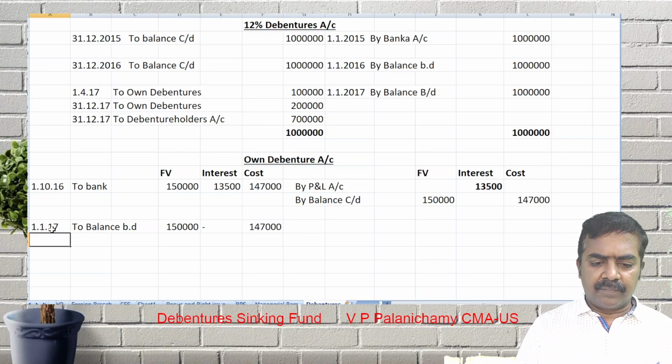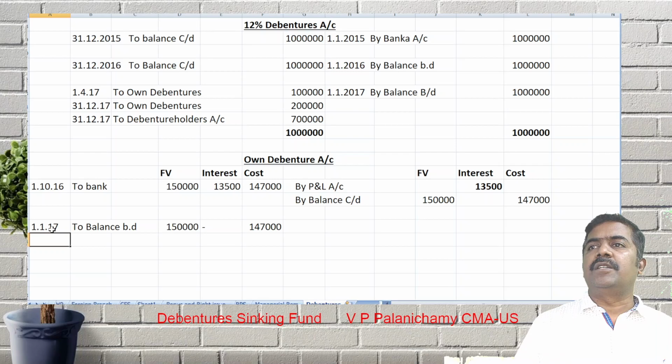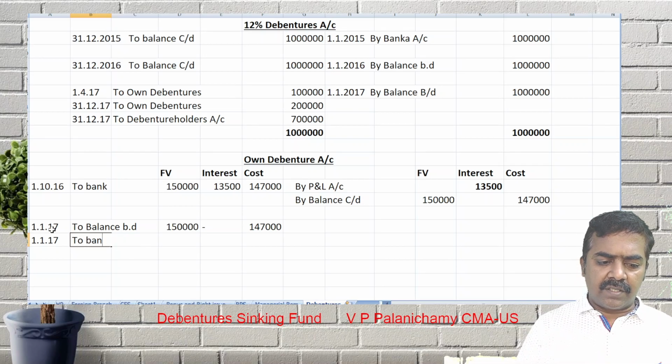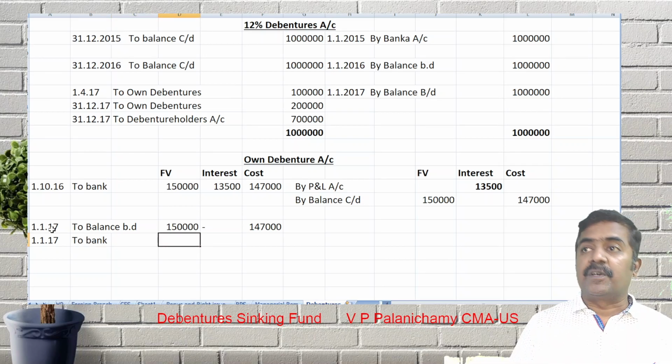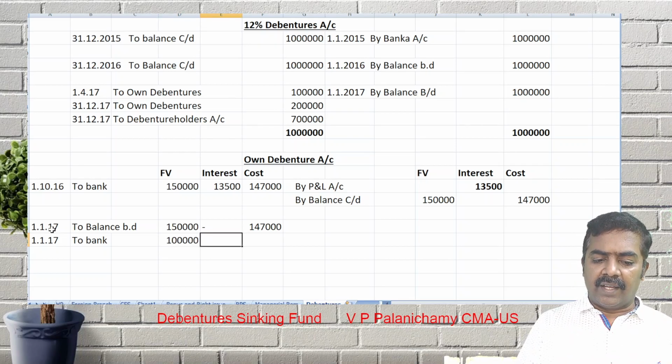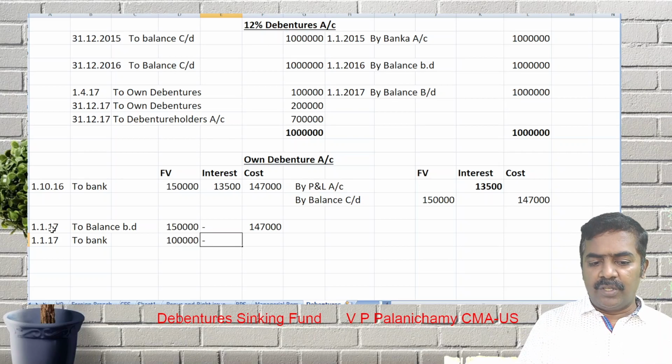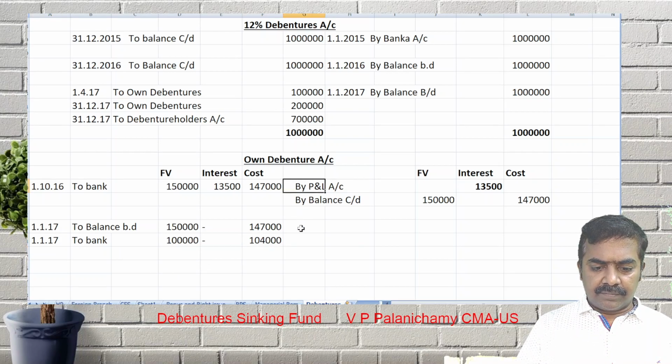1,47,000 is the value. Then did we purchase in 2017? Yes, sir. On 1/1/2017 itself we purchased, to bank. How much face value have we purchased? 1000 debentures into 100, what will it be? 1 lakh. We did not pay any interest. Look at the journal entry. Own debentures account debit to bank, how much have we paid? 1,04,000. Then when did we cancel?